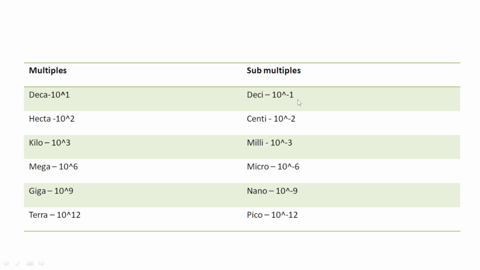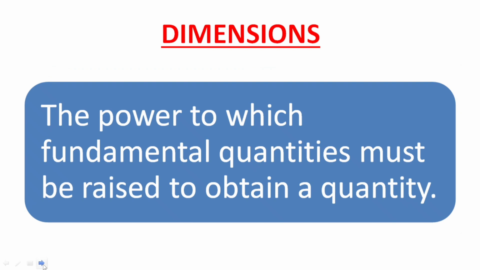And submultiples. Deci means 10 to the power minus 1. Centi means 10 to the power minus 2. Milli, 10 to the power minus 3. Micro, 10 to the power minus 6. Nano, 10 to the power minus 9. And the last one is pico, which means 10 to the power minus 12. So these are called multiples and submultiples.